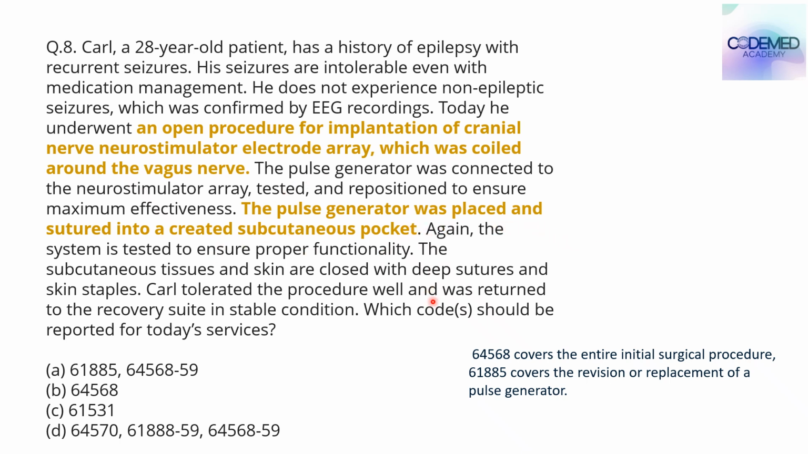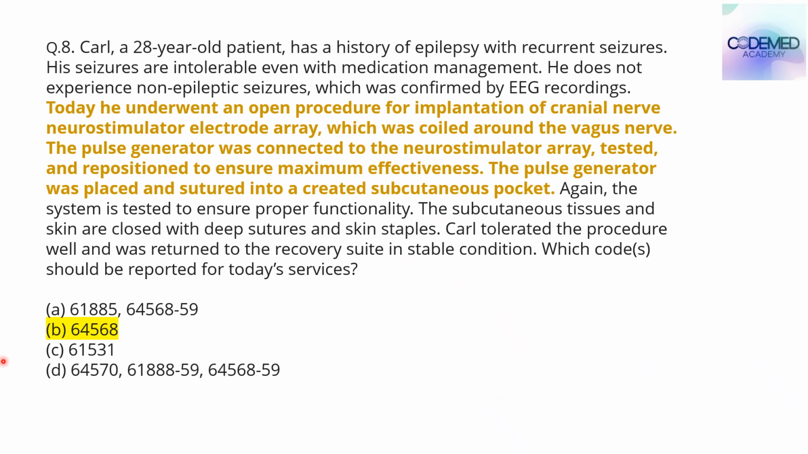So this is a question of neurostimulator, and I told you that we have various kinds: the cranial, the spinal and then the peripheral. Ours is the vagus nerve, so that is also an important consideration. So just go through all the codes and tell me the answer. So if you see, option B is the correct answer.